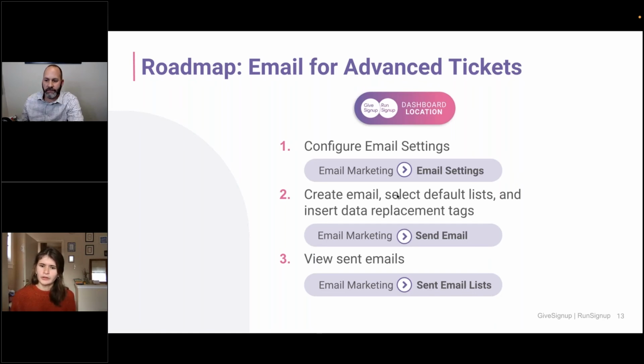And then to create your email, go to send email. That's also where you're going to do like picking your lists and inserting any replacement tags into the text of your email. And then to view your sent or your scheduled emails, you can go to the sent email lists, and you'll actually be able to click into each email that's been sent and see what it said and who it was delivered to. And then we also have email reports, which we will cover in a future webinar. So more to come on that.